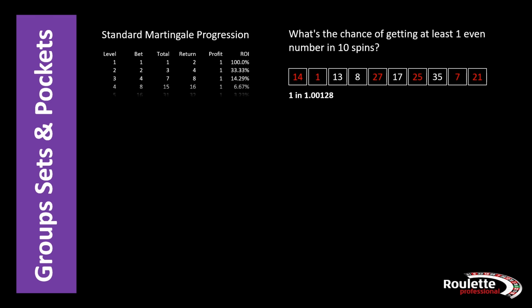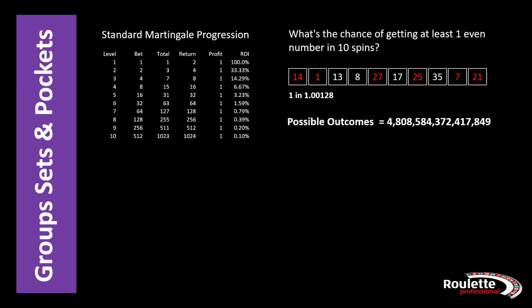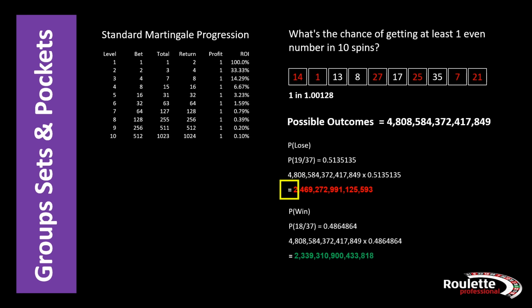Anyone who has played the standard martingale system on the even money bets for a while may have had success with many relatively small wins, but they probably have also suffered, or will do soon, a big loss by either depleting their stake or hitting a table limit. But how, when you are covering almost half the table over so many spins, can you lose? Playing a 10-level progression for this example means one of those losing 2 quadrillion, 469 trillion, 272 billion, 991 million, 125,000, 593 sets of 10 results is an opportunity to lose and is always just around the corner.